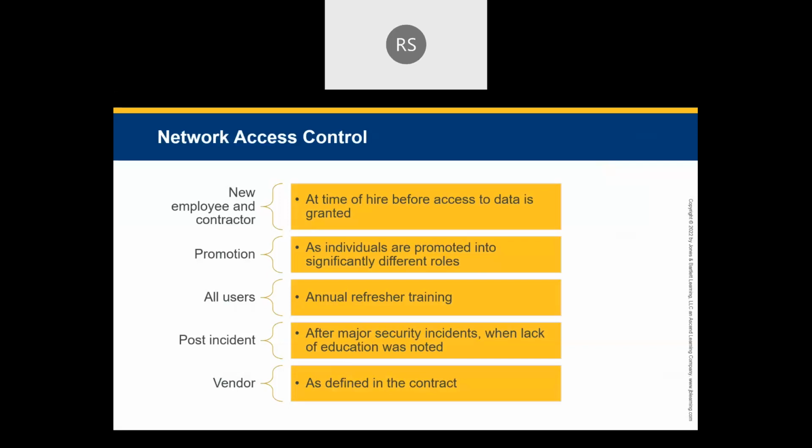When hiring a new employee or contractors, it's important to implement the network access control measures before granting them access to sensitive data or network resources. So this ensures that only authorized individuals can access the necessary resources based on their job requirements. And that can be integrated into the onboarding process where the access privileges are carefully provisioned and aligned with the individual's role.